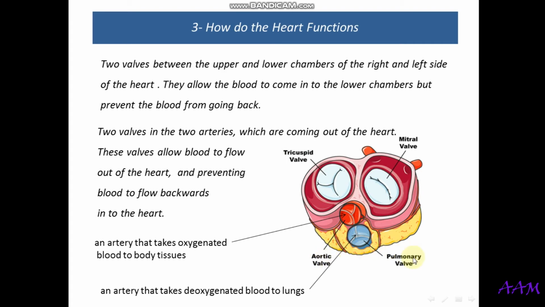These are the names of the valves. Maybe you will take this in advanced stages, but for now I don't need them. I only need you to know that these two white things, two big doors, two big valves, separate the upper and the lower chamber. And then we have these two, red and blue. These are the arteries: this one takes oxygenated blood to the rest of the body, and this one takes deoxygenated blood from the heart to the lungs.